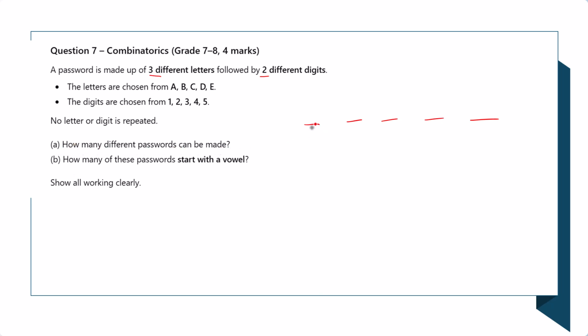Now, in the first place here, I have to have a letter. The first three must be a letter. So to start, I've got 5 letters. So in this one, I've got 5 possibilities. Any of those letters can go there. But once I've used one, the next one will have 4 options, and that will have 3 options. So I'm done with the letters.